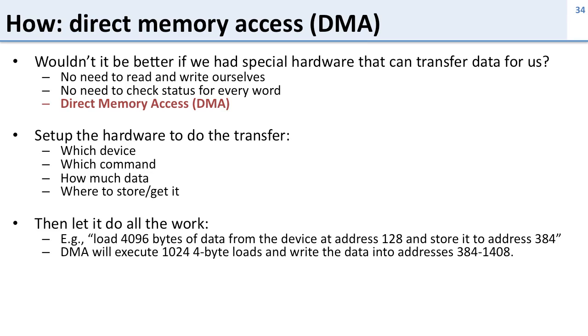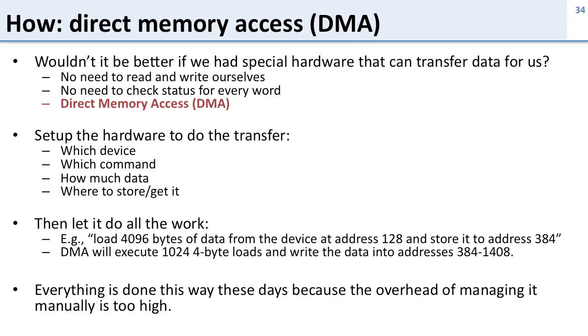So now the processor has to do much less work because the special hardware is taking care of most of it. And this is why we do everything this way these days, because the extra transistors we need to build a DMA engine aren't that many. Transistors are very cheap, and the overhead of having to do this all in software is too high. So we can get much better efficiency by using a DMA engine.